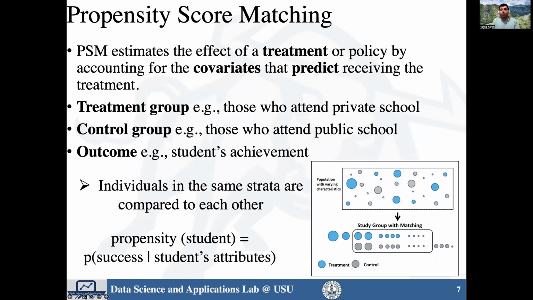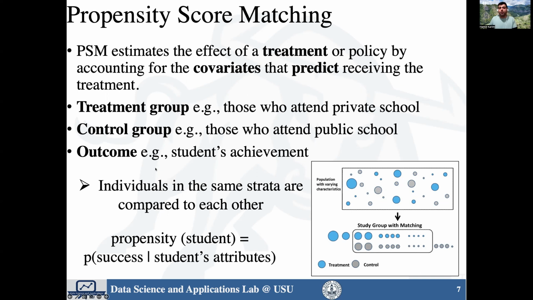So propensity score matching estimates the effect of a treatment or policy by accounting for covariates that predict receiving the treatment. For example, if the treatment is attending a private school, then we have a treatment group, those who attend the private school, and we have a control group, those who attend public school. Then the outcome of our interest would be students' achievement.